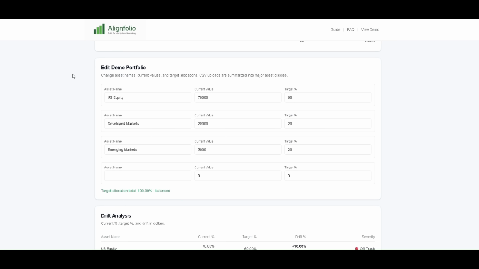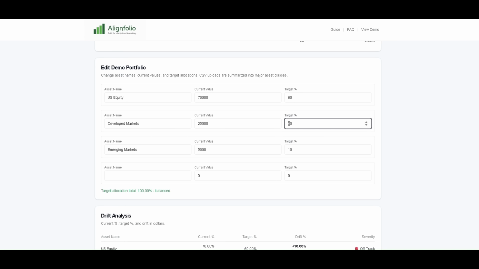Here we have 3 asset classes: US equity, developed markets, and emerging markets. Each asset class has its own target allocation and current market value. For example, this portfolio targets 60% US equity, 30% developed markets, and 10% emerging markets. Let's say the current portfolio value is approximately $100,000.